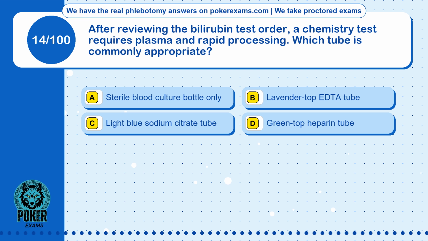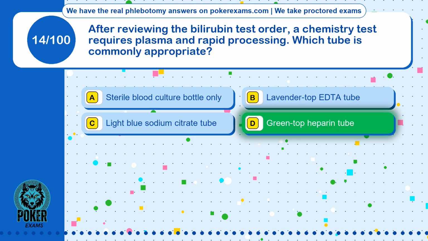Question 14. After reviewing the bilirubin test order, a chemistry test requires plasma and rapid processing. Which tube is commonly appropriate? Option A, sterile blood culture bottle only. Option B, lavender top EDTA tube. Option C, light blue sodium citrate tube. Option D, green top heparin tube.